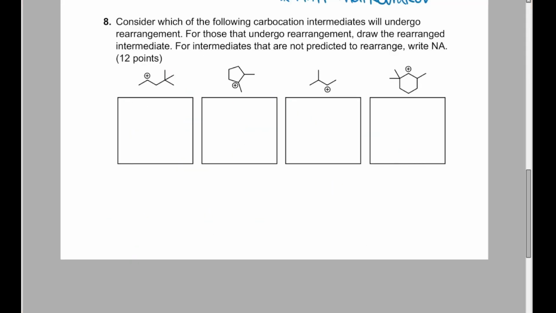8. Consider which of the following carbocation intermediates will undergo rearrangement. For those that undergo rearrangement, draw the rearranged intermediate. For intermediates that are not predicted to rearrange, write NA. For this problem, I'm just going to go from left to right, starting with this carbocation. And in this carbocation, we have two hydrogen atoms on this neighboring carbon, and technically we could shift one of them over here to the carbocation, and we'll get a result that looks like this.